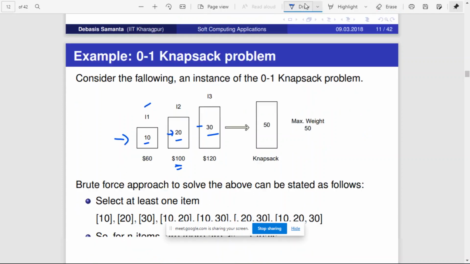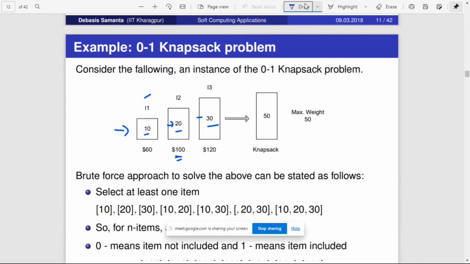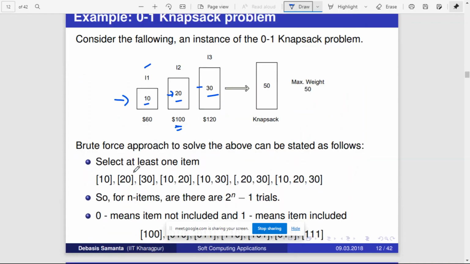That's what we are going to discuss. Okay, so first of all, these are the possible combinations. These are the different combinations available. Okay, so one is the thief can take only I1 and he can leave.